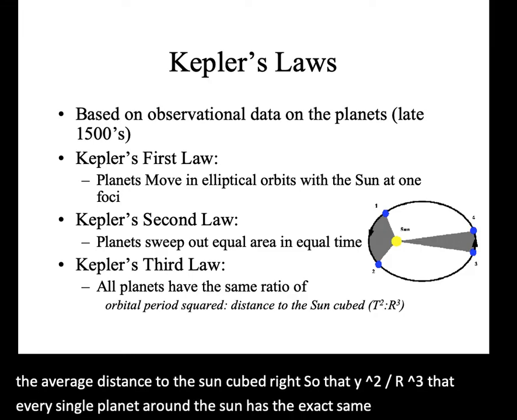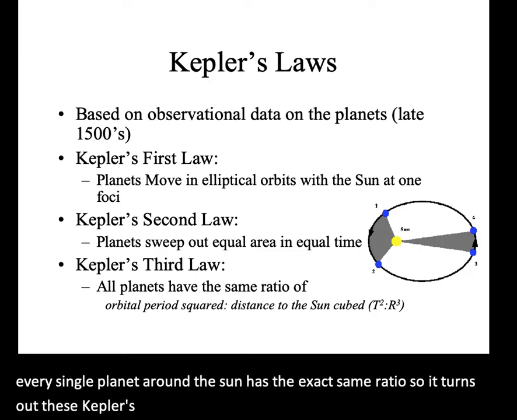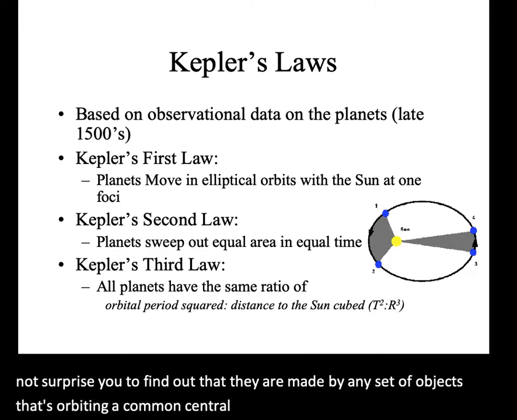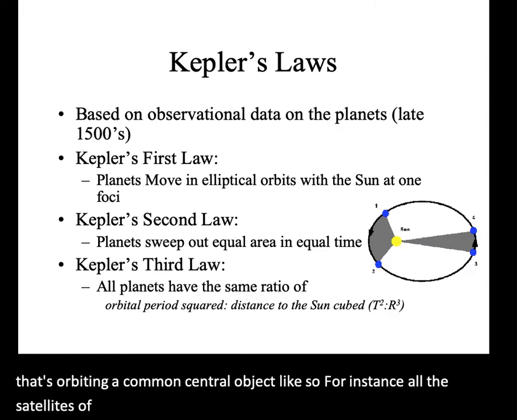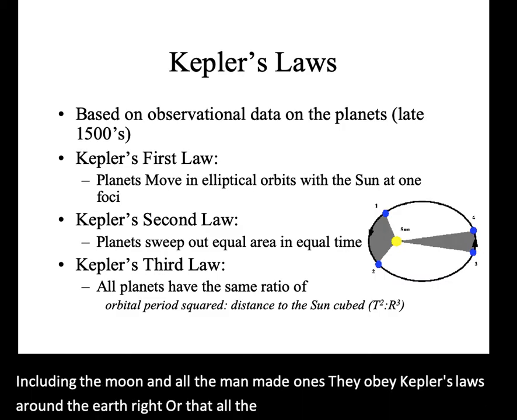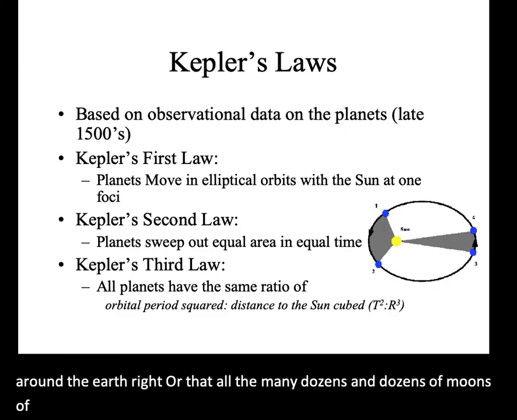So it turns out these Kepler's laws are manifestations of gravity, and so it should not surprise you to find out that they are obeyed by any set of objects that's orbiting a common central object. Like, for instance, all the satellites of Earth, including the moon and all the man-made ones, they obey Kepler's laws around the Earth, right? Or all the many dozens and dozens of moons of Jupiter, they're obeying Kepler's laws with respect to Jupiter.